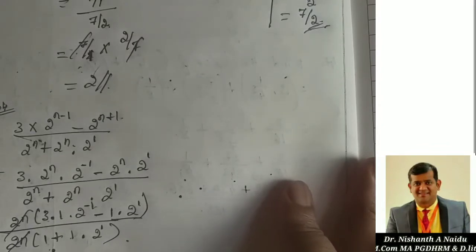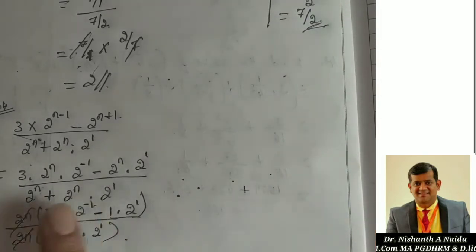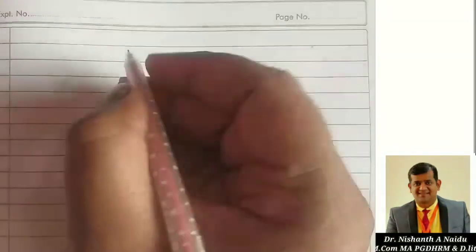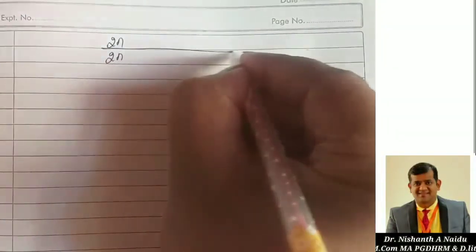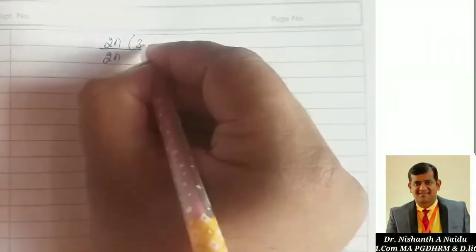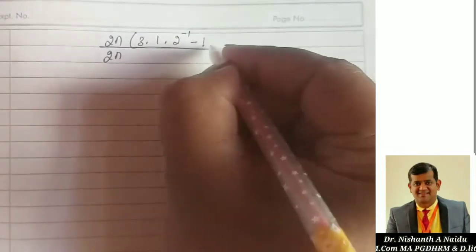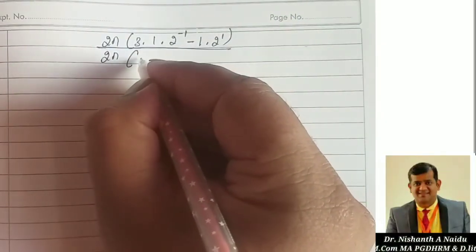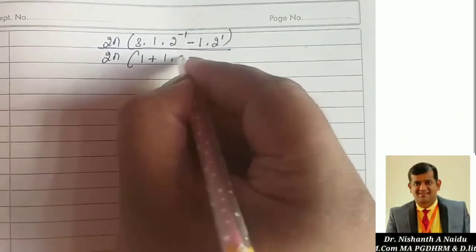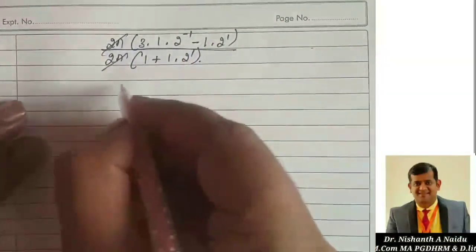So what is left, we have to see, so that you do not get confused. I'll be copying this step there in that page. 3 into 1 into 2 to the power of minus 1 minus 1 into 2 to the power of 1. Again at the bottom 1 plus 1 into 2 to the power of 1. So now 2^n, 2^n got cancelled.